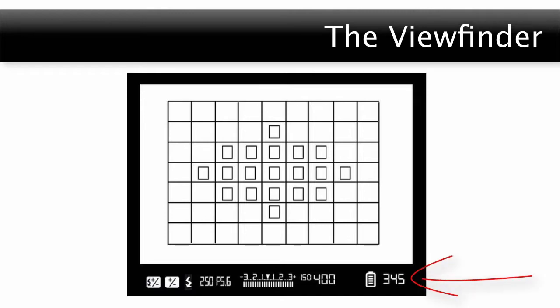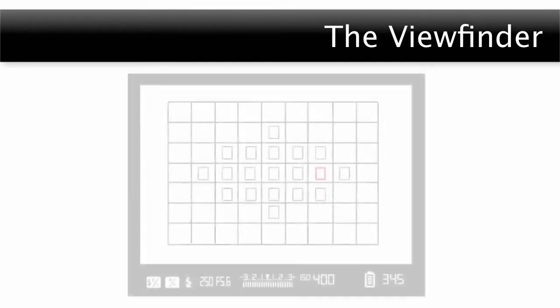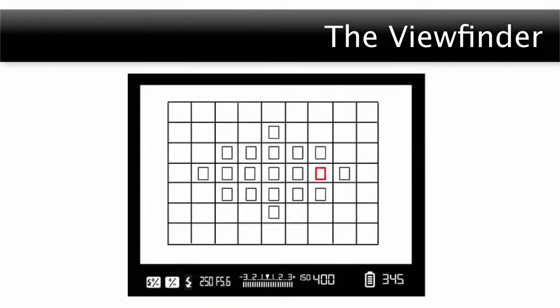So let's take a look in detail at this information. The rectangular boxes within the viewing area are the focus points. The actual point of focus is usually highlighted in red. If you are in the area focus mode, the camera will automatically select the focus point. If you use a single point mode, you can select any one of these boxes to be the point where you focus the camera. You should also be aware of how your camera's autofocusing system works.